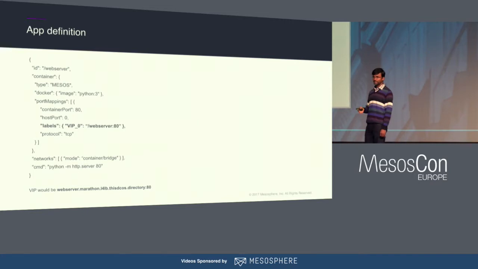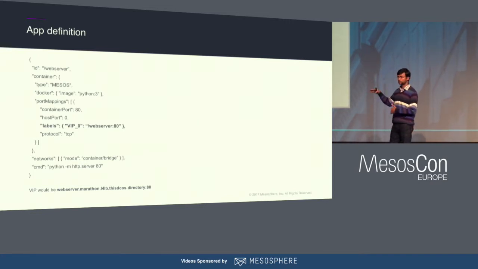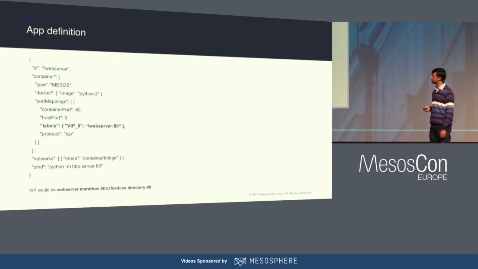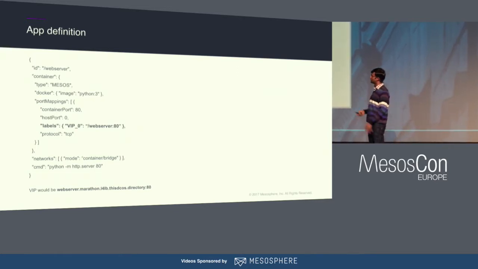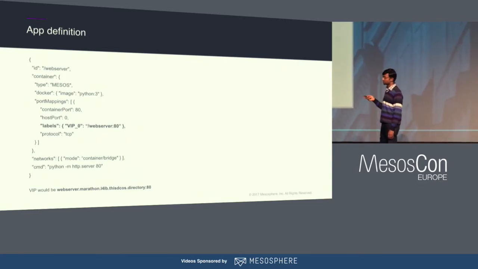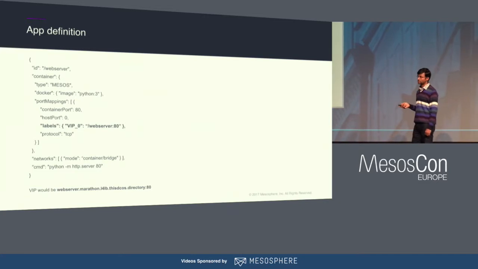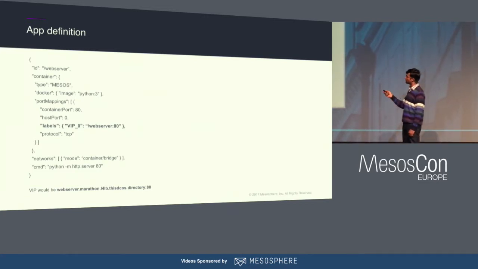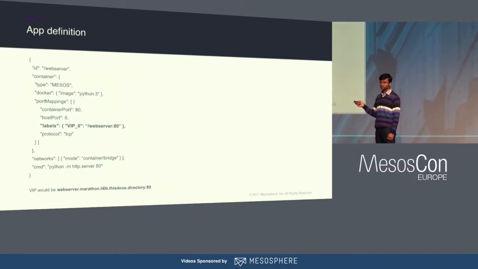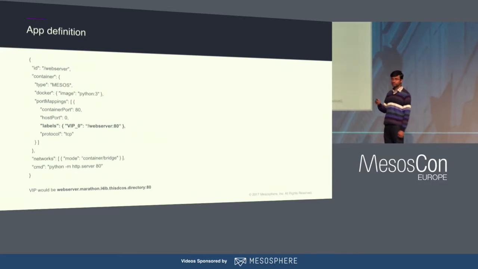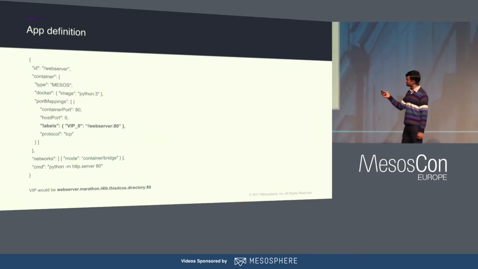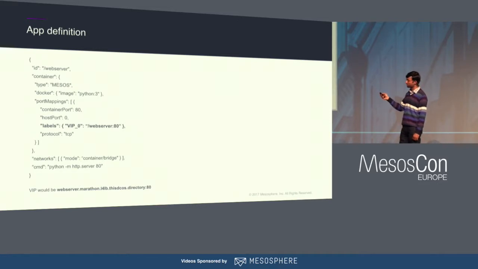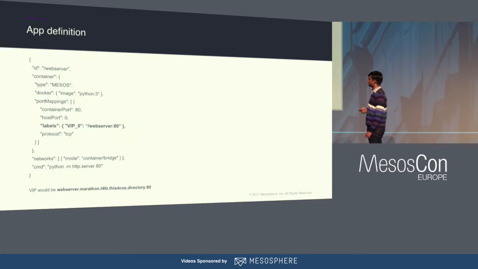The way you use VIP in DC/OS is through the app definition. When you launch an app through Marathon, you need to provide this JSON file, which contains your configuration for the app. And in that, you could specify a label saying VIP with the VIP name. The fully qualified DNS name that is generated is at the bottom of the screen: webserver.marathon.l4lb.thisdcos.directory. The reason the name is so big is because we wanted to have the ability for multiple frameworks to have the same app with the same name. For example, web server could be with some other framework. So the way the DNS is expanded is service name, dot framework name, then dot l4lb, dot thisdcos, dot directory.